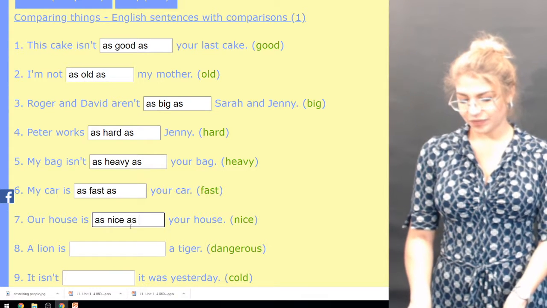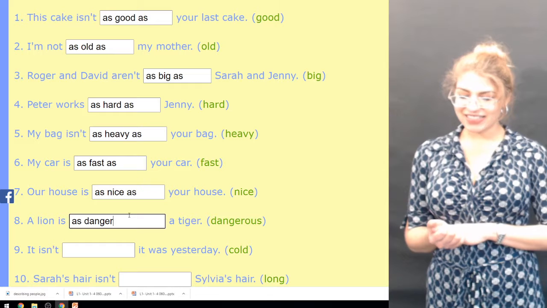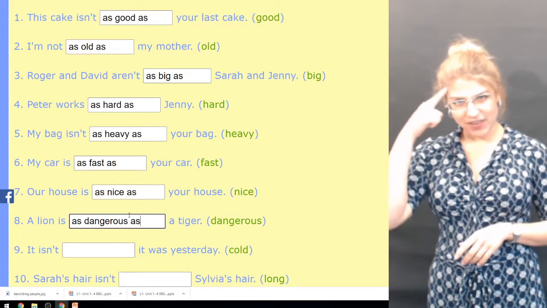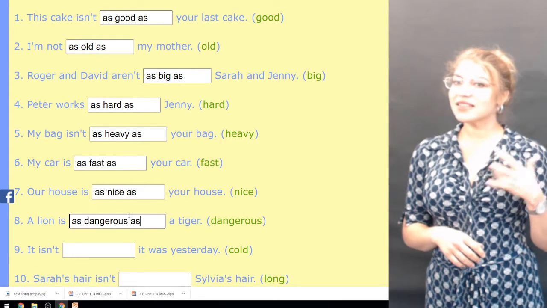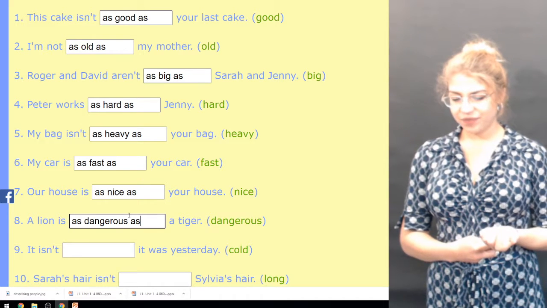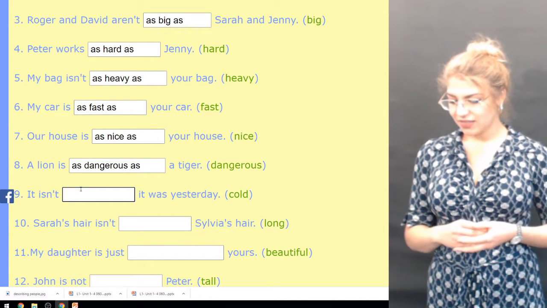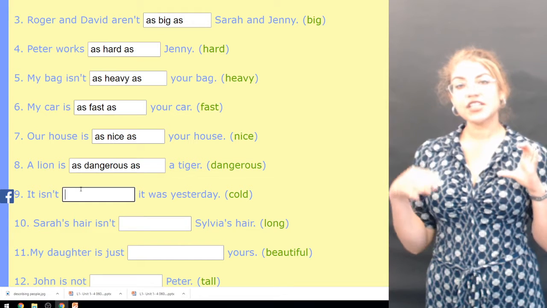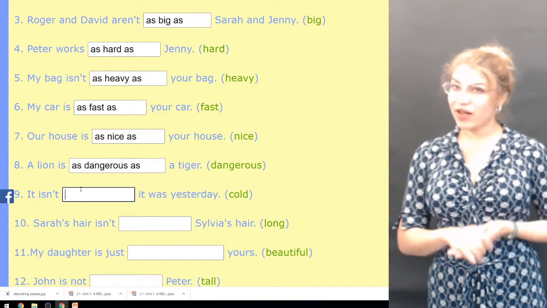Let's look at number 8. A lion is a tiger. Our adjective in this sentence is the word dangerous. Dangerous, if I remember in Spanish, is peligroso. A lion is as dangerous as a tiger. Number 9. It isn't, it was yesterday. Our adjective is the word cold. It isn't as cold as it was yesterday.